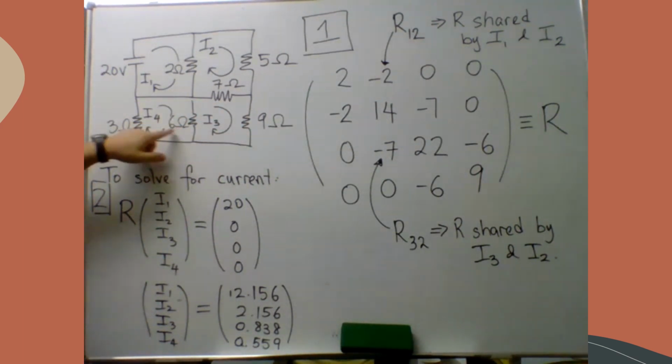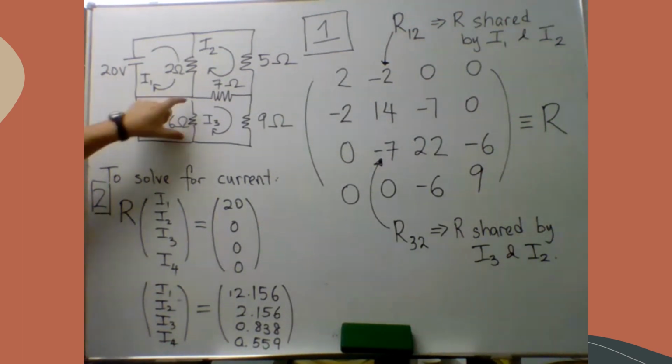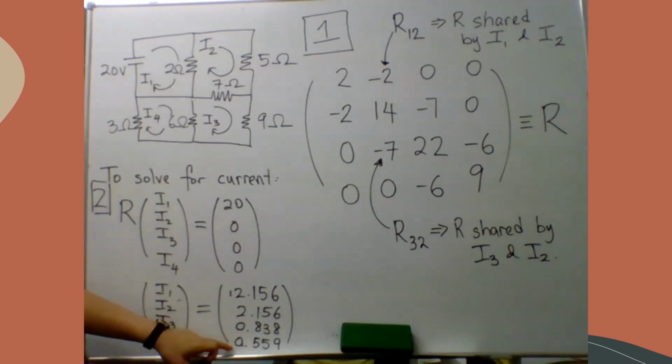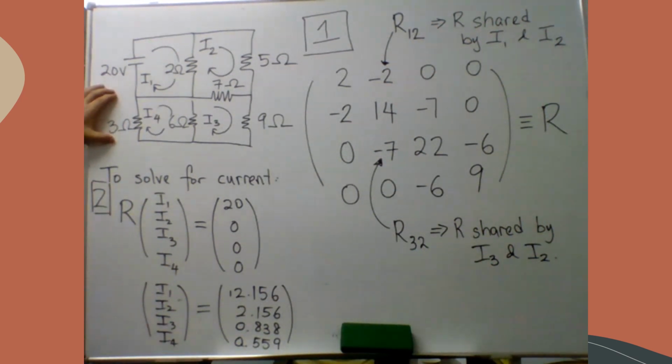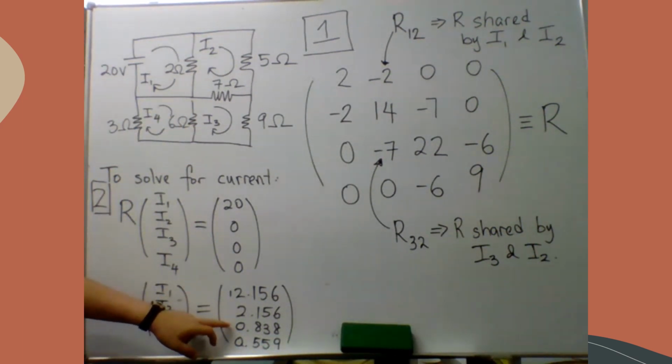And the same concept applies to the current that goes through this resistor and this resistor. So here this is straightforward also because I4 you can get immediately from here. So this is 0.559 ampere, and over here the current that goes through the 6 ohm is going to be a difference between I3 and I4. So you have to take I3 minus I4.